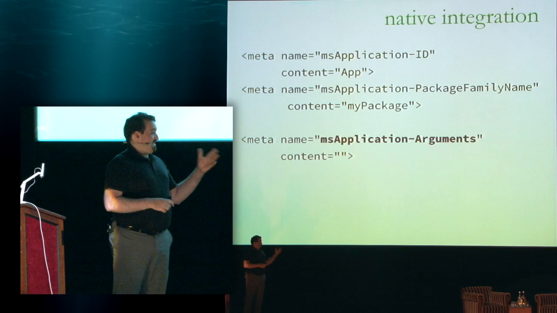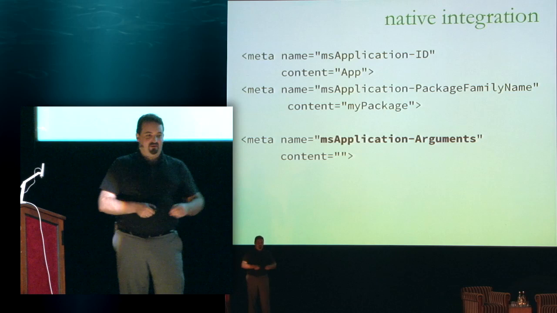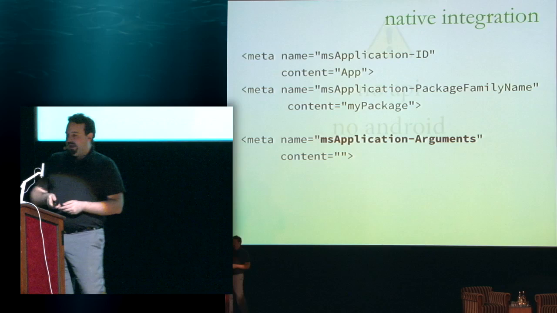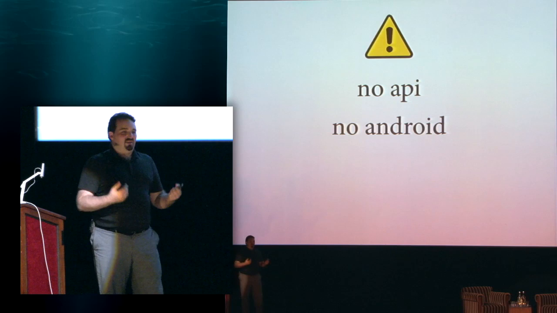And you can also send arguments from the website to the app. By the way, you may say, hey, Microsoft has just copied Apple. In fact, Microsoft was the first one showing this solution. Unfortunately, there is no API for this. So with JavaScript, I cannot check if the app is there or not. It's just the browser managing everything. And there is no Android solution yet.